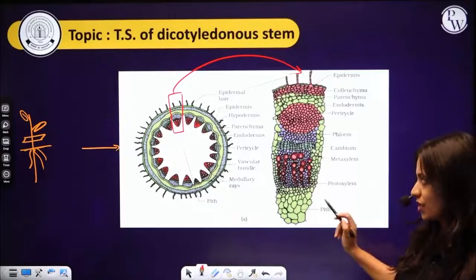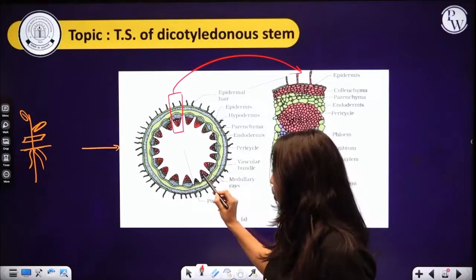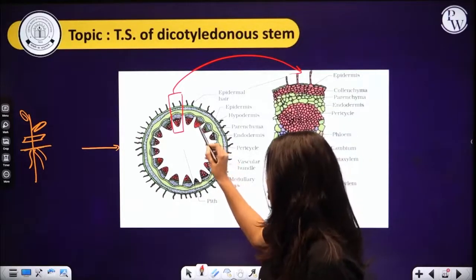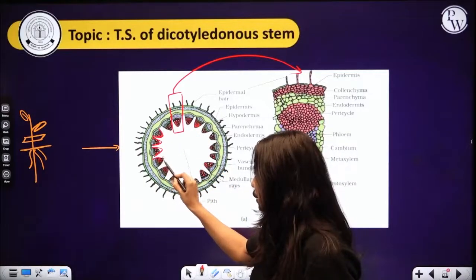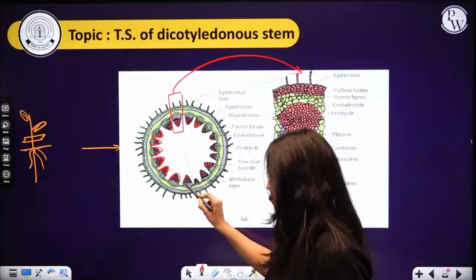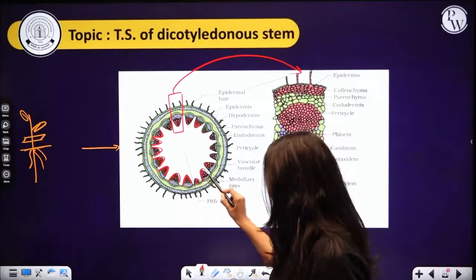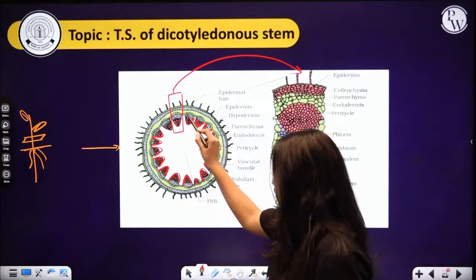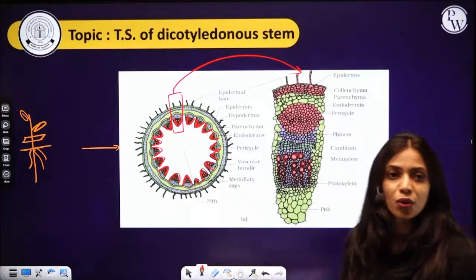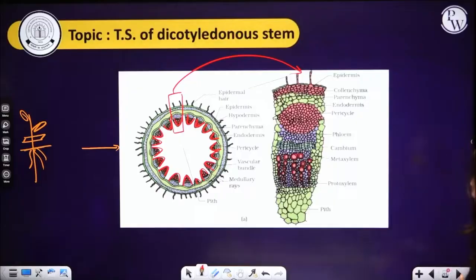I want you to notice one thing here. Look at how all the vascular bundles are arranged in the form of a ring. All these triangular structures that you're looking at here are nothing but the vascular bundles, that is xylem and phloem. See how neatly they are arranged in the form of a ring. Right? So that is the TS of a dicot stem.